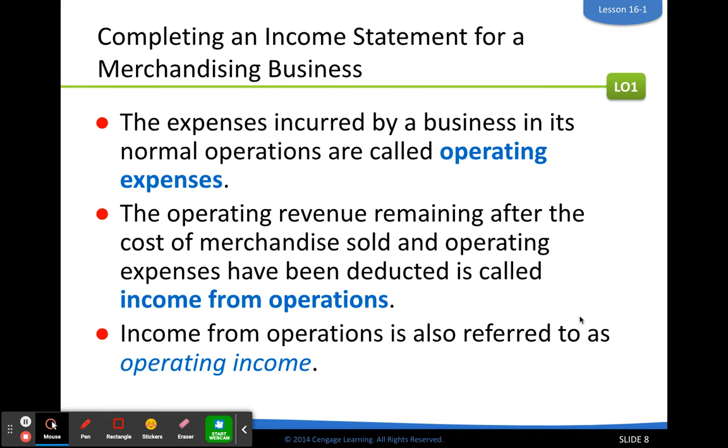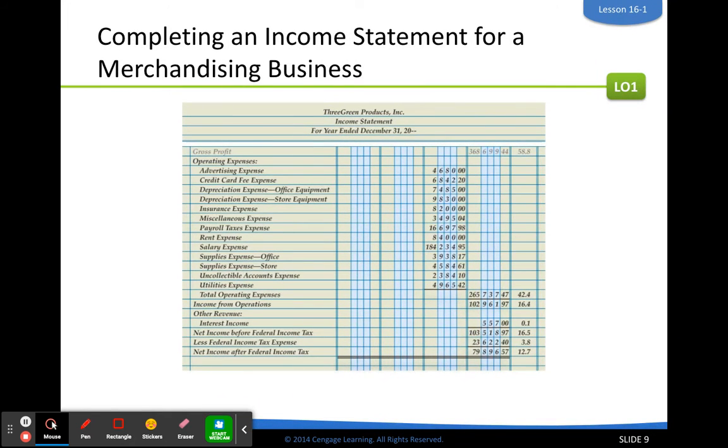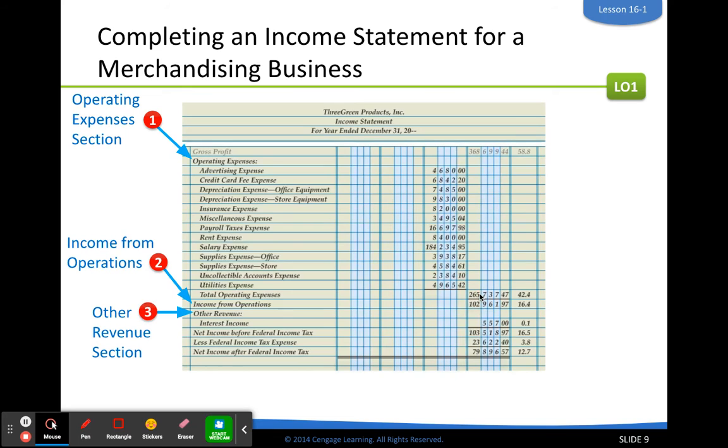Now we need to calculate our operating expenses. As with operating revenue, these are expenses incurred by a business for normal operations. So selling our t-shirts, what expenses do we have? After we calculate this, we will come up with income from operations, or operating income. We have all of our operating expenses listed out, with balances coming from our adjusted trial balance. We calculate our income from operations by taking our gross profit minus total operating expenses.